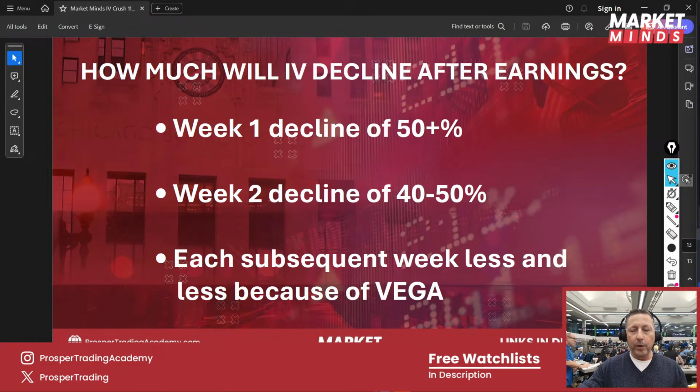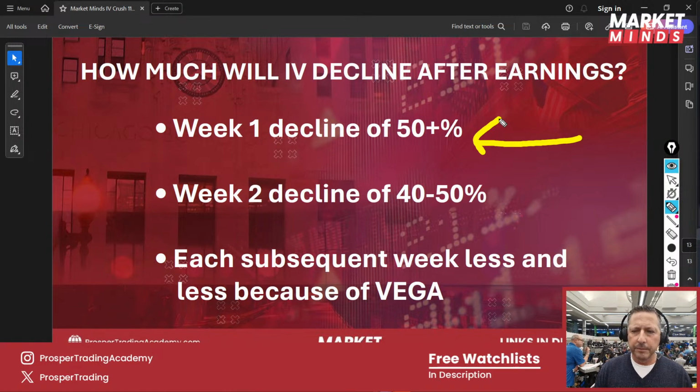Week one. When I say week one, again, that means the current week. So if earnings are today, this Friday's expiration. If earnings are tomorrow, this Friday's expiration. That is week one. You can typically factor in those options will decline by typically 50% or even more. But I am always going to use just 50, maybe even a little less in my modeling, because that's going to help my modeling.